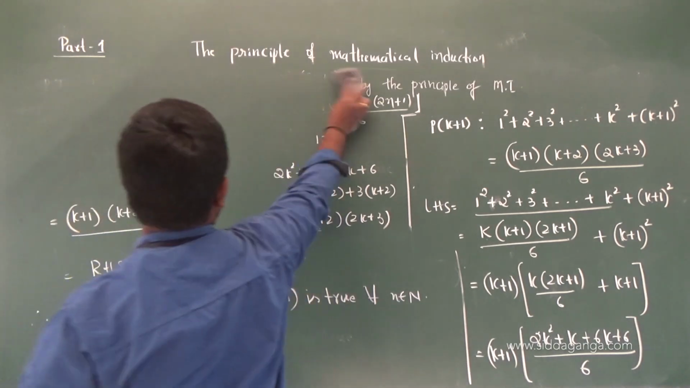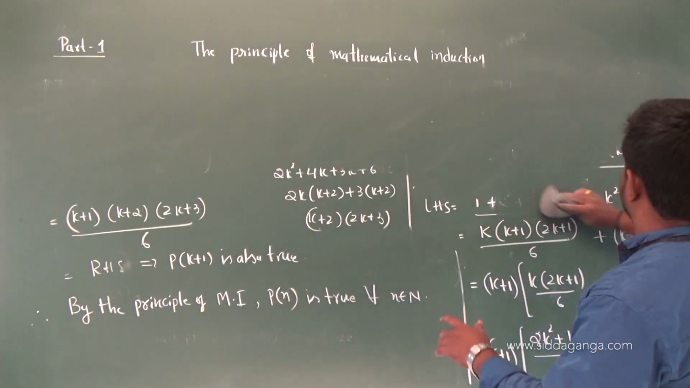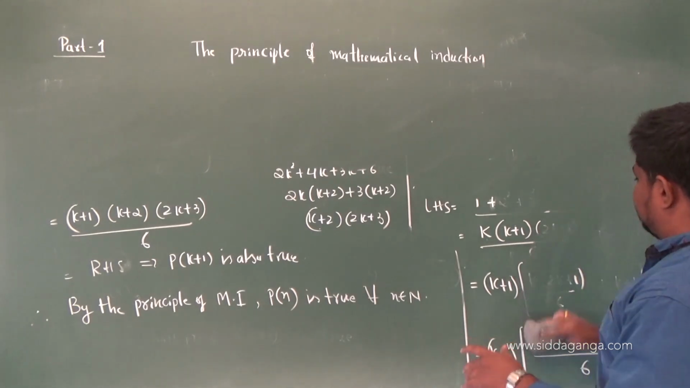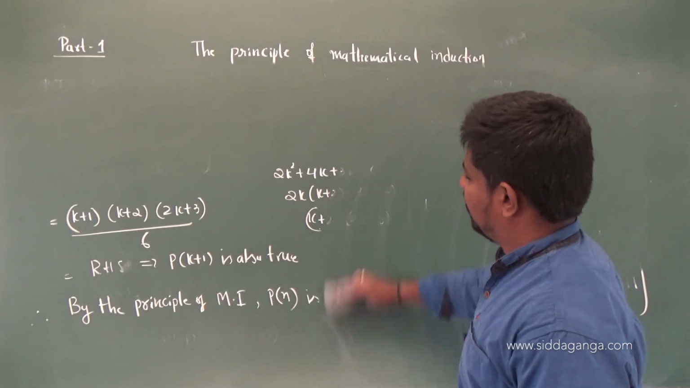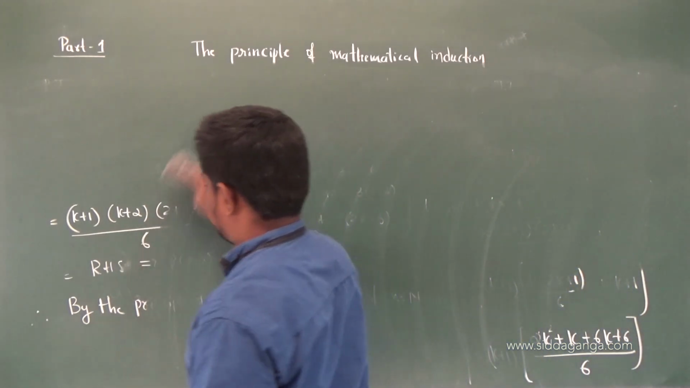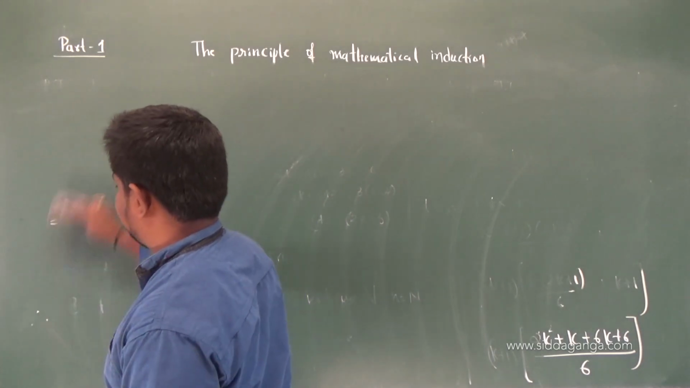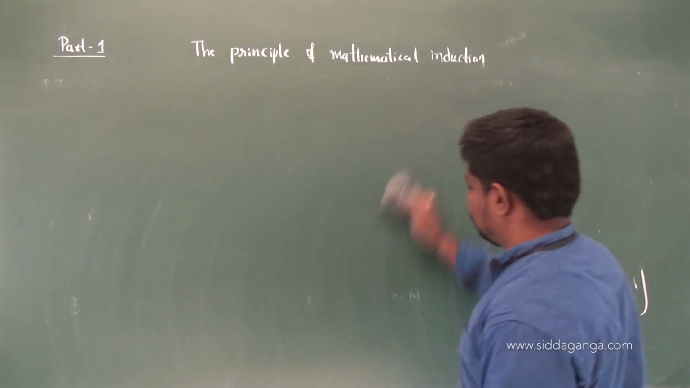Hope you got it, students. Same as this, the next question. All the questions from this chapter are of the same type, same steps. P of 1 is true, P of k is true, P of k plus 1 is true. That's it. And the conclusion is very important. Don't forget to write that.